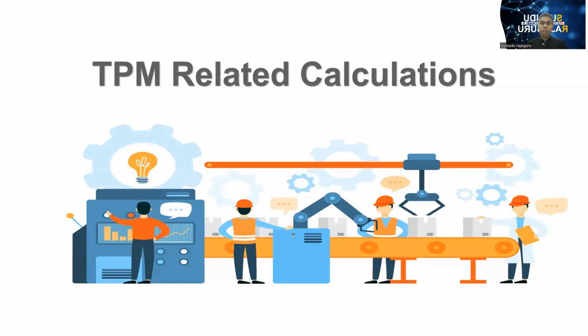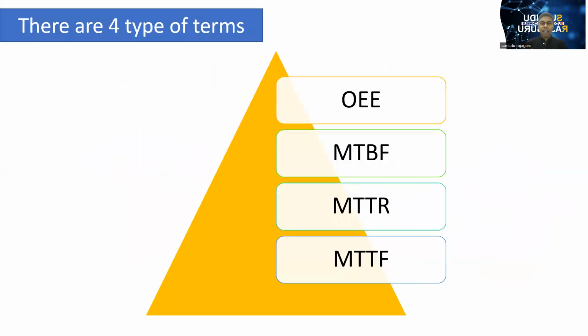When we are going to implement TPM, we want to know about TPM as well as the TPM related calculations. When we talk about TPM related calculations, there are mainly four terms. Now you can see those four terms. The first one is OEE. What is meant by OEE? OEE means overall equipment efficiency. That is one of the major calculations when we talk about TPM.